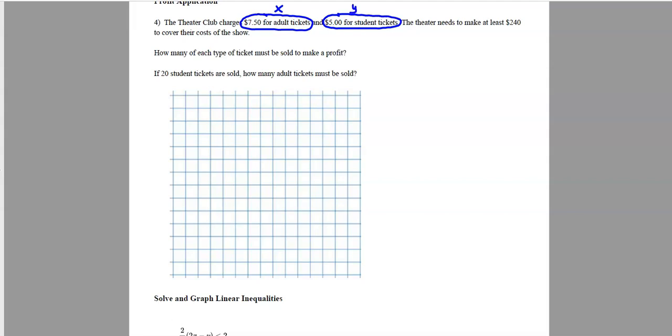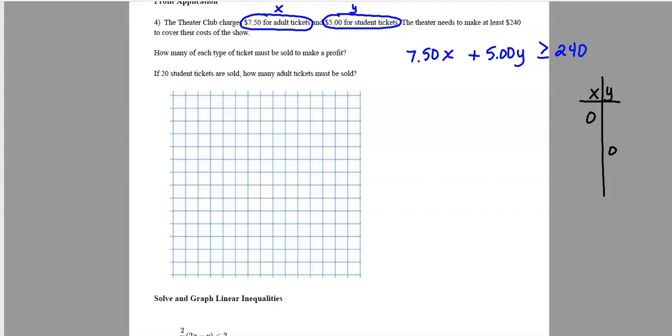And I can set up an equation here because I'm going to get $7.50 times the number of adult tickets plus $5 multiplied by every single student ticket, the Y tickets, and I need to be greater than or equal to $240. So we could do a couple different things. We could try to use intercepts if we want to. Let's just see if that comes out kind of clean. So I'm going to try intercepts, see if that works.